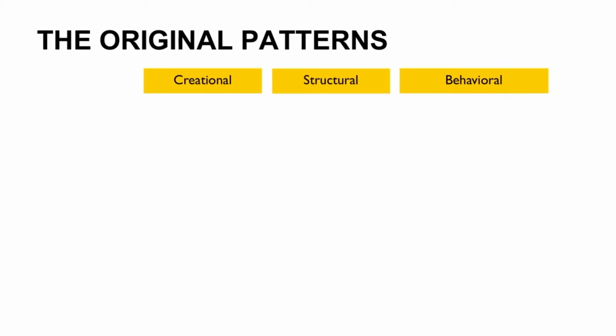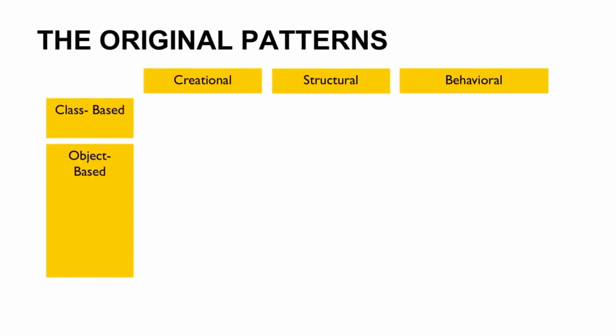The 23 patterns described by the Gang of Four book can be divided into 3 groups by function: creational, structural, and behavioral. Creational patterns describe ways of creating objects. Structural patterns deal with how objects are built into larger structures, and behavioral patterns relate to runtime behavior. They can further be divided into 2 families, consisting of those that are class-based and those that are object-based.